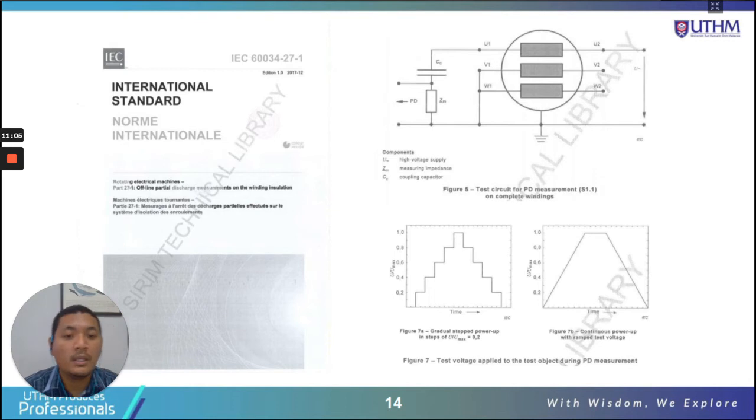And then, how to apply the test voltage? You can apply it either in step voltage, from 0 to 0.2 of rated voltage to 0.4 in steps, or you can use a continuous ramp test voltage, and then reduce back to 0 again. These are available in the standards. If you follow the standards, no one will argue with you.